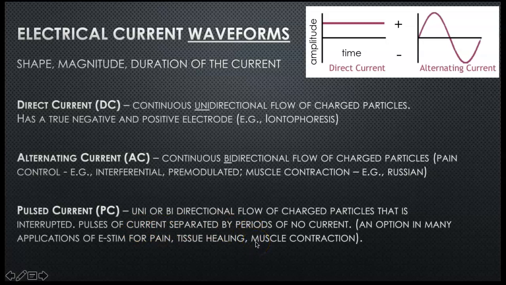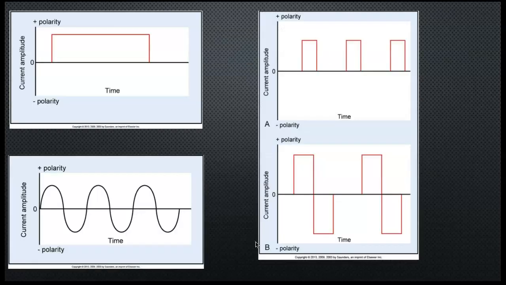So it's a very common option on many of your e-stim applications. So you're going to see that come up as well. So that's what a waveform is, just describing the shape of the current. All right, here's pictures of them, right? So this first one is a direct current. It gets turned on, it goes up in the positive, it's continuous, it never varies, it's just at that level, and then it gets turned off, right?